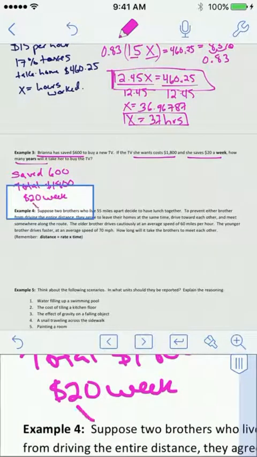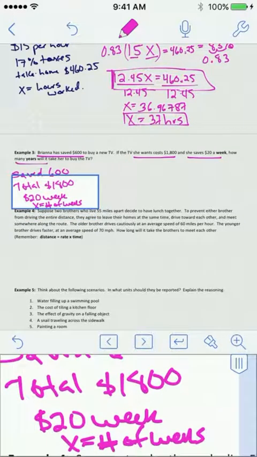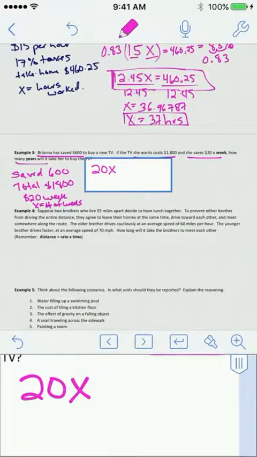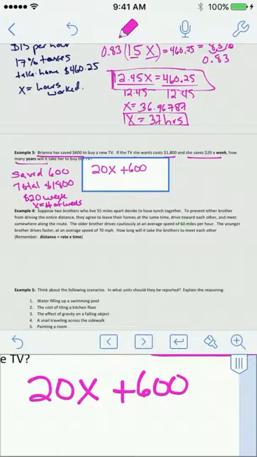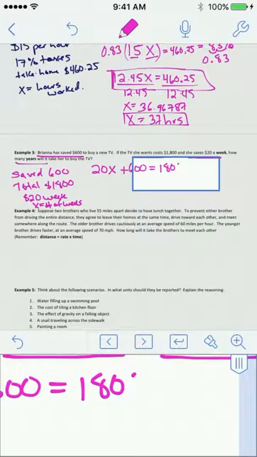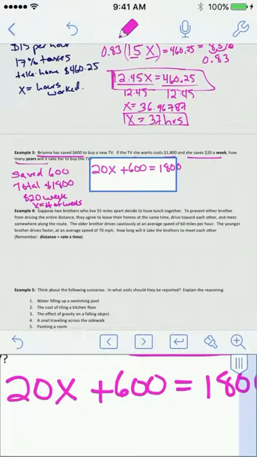So it looks like x will be the number of weeks. x is going to be the number of weeks it takes her to buy the TV. She saves $20 per week, right? Same thing as the $15 per hour. And she already has a constant of $600. So plus the $600 she has, that will equal the total of $1,800. And we have our equation: 20x plus 600 equals 1,800. So let's go ahead and solve that.